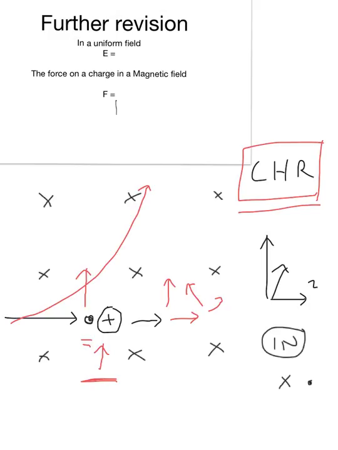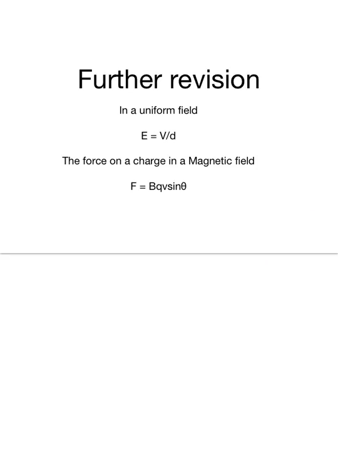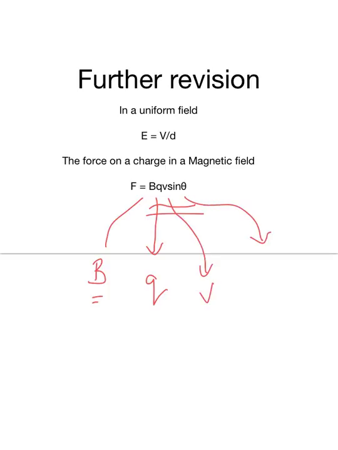Now, what is this to do with the relationship for force? Well, you should remember now then, the relationship for force is BQV sine of the angle, and we'll talk about that in a minute. By B, we're talking about field strength, the magnetic flux density. Q is the charge on the particle, V is the speed of the particle, and sine is the angle between the direction of the motion and the magnetic field. Okay, so let's have a look at what that's got to do with induction.